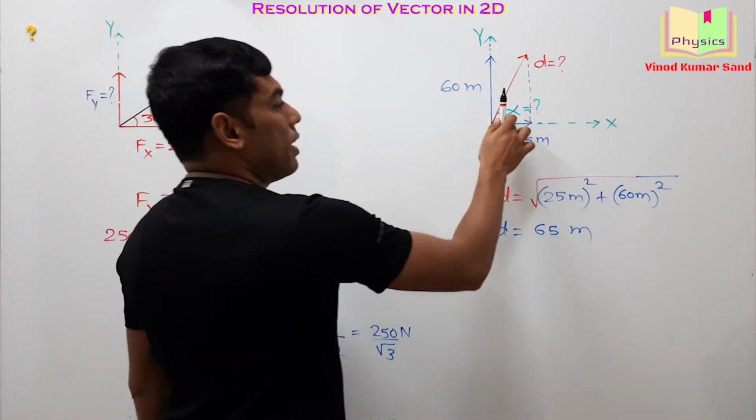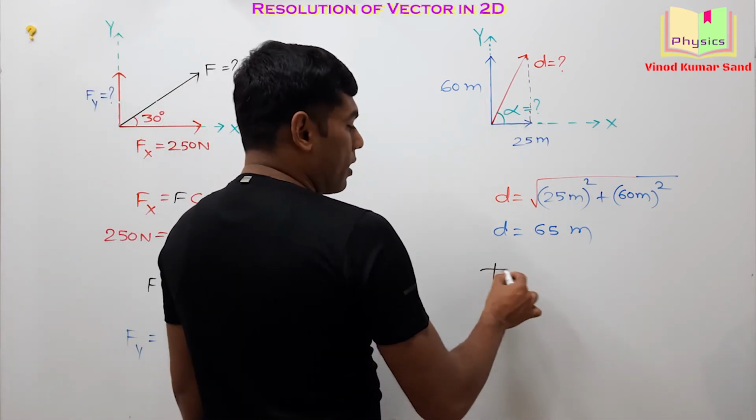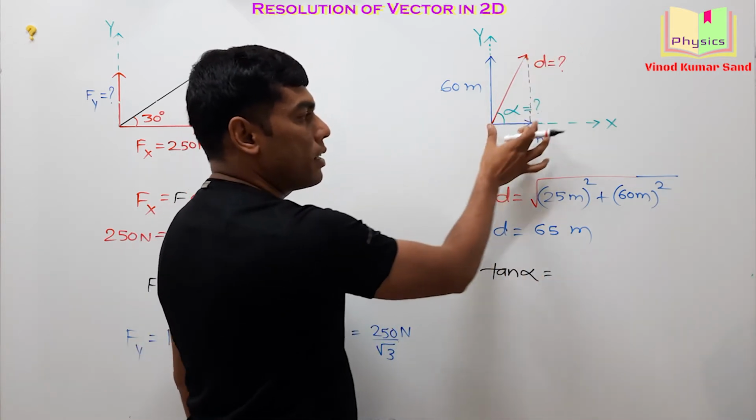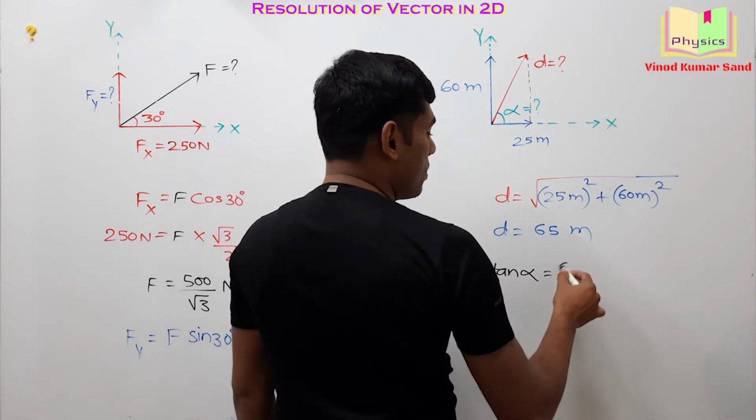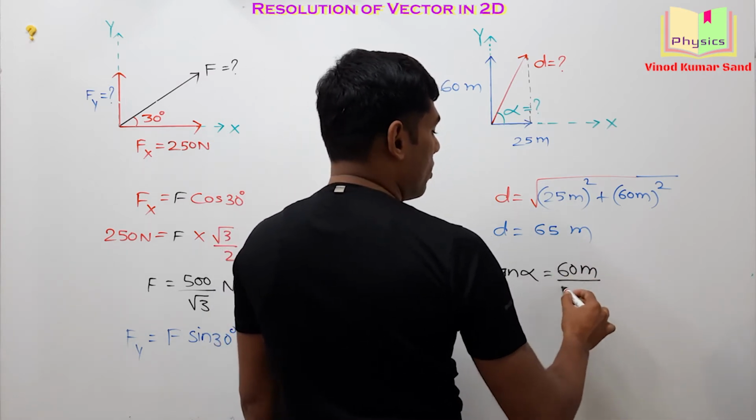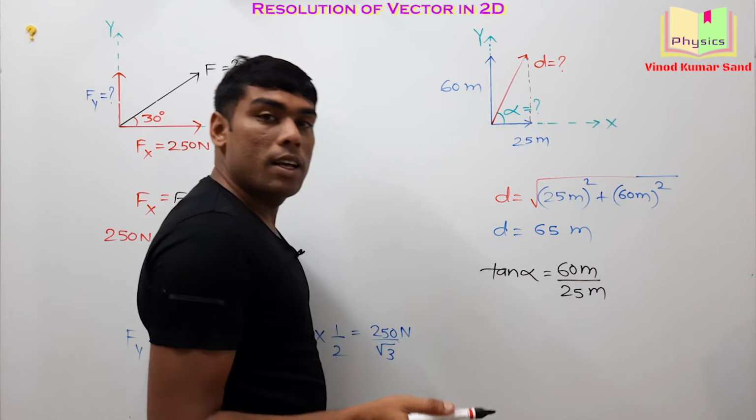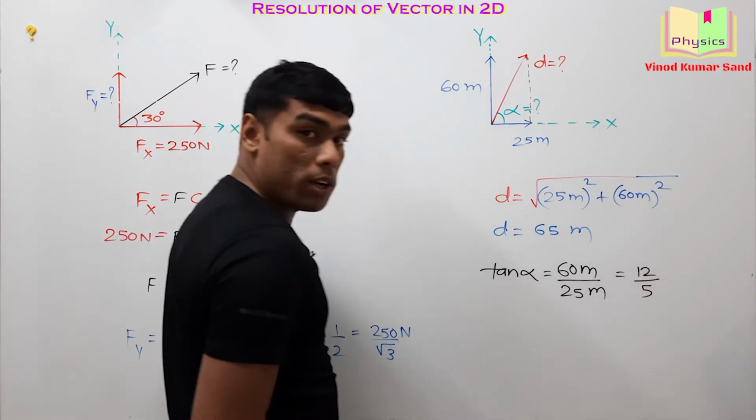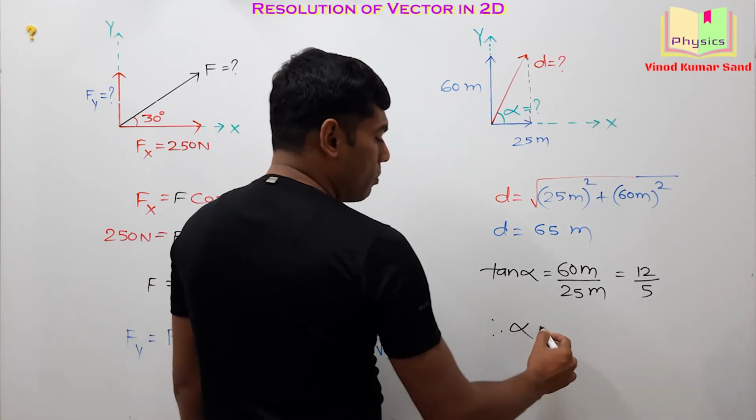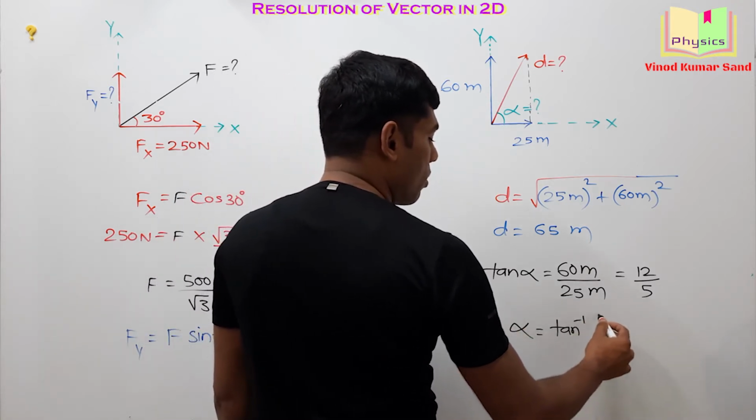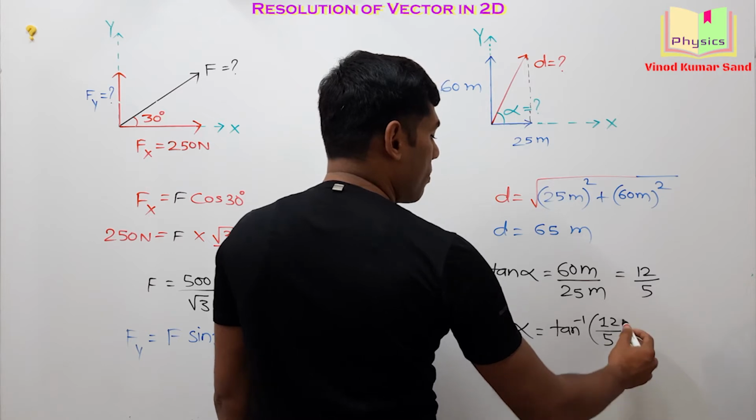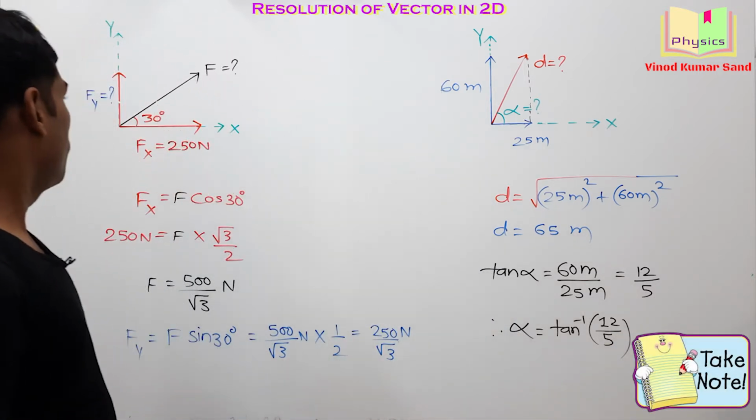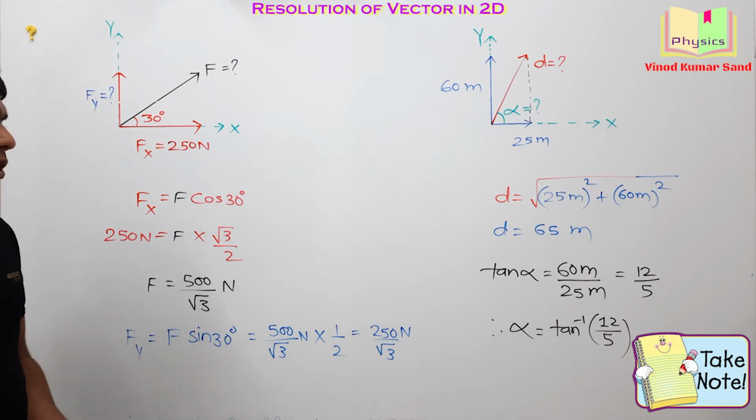Done. Then we are taking tan alpha in this triangle. The tan alpha in this triangle will be equal to what? This side divided by this side, means 60 meter divided by 25 meter. You can cancel it with 5, so the remaining data will be 12 by 5. Hence, alpha will be equal to tan inverse of 12 by 5. Done? Note it down. We'll be taking up another interesting question then.